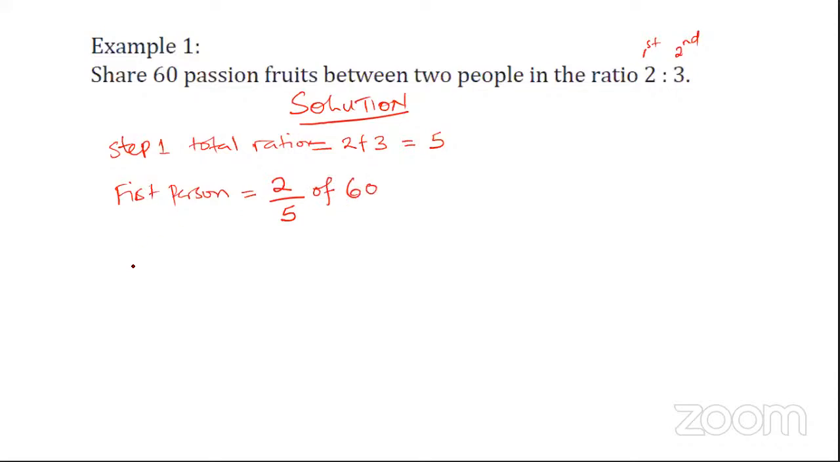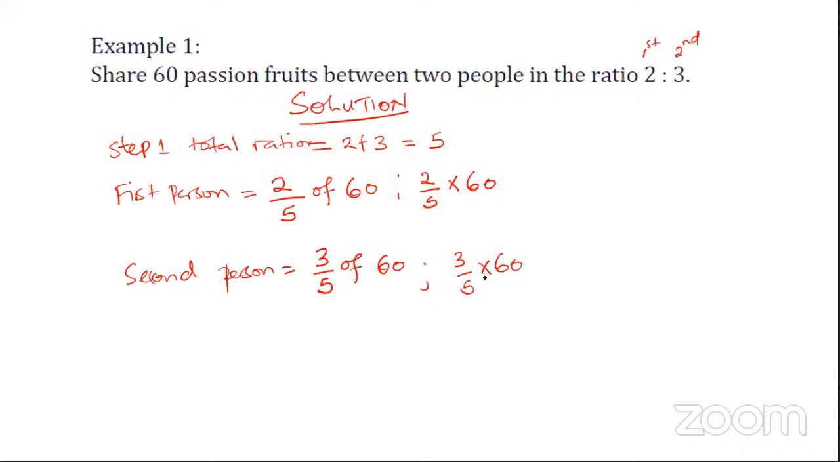Then the second person will have 3 out of the 5 of the 60. In mathematics, when we talk of "of", we are talking of multiplication. So which is 2 out of 5 times 60. Then this one will be 3 out of 5 times 60. Then from here, we do the multiplication from this point here.